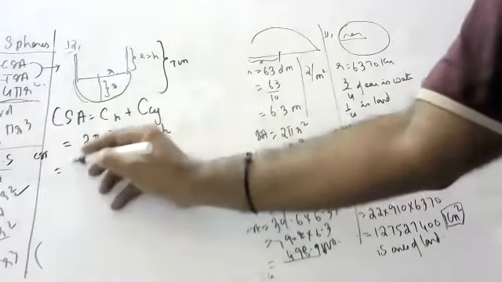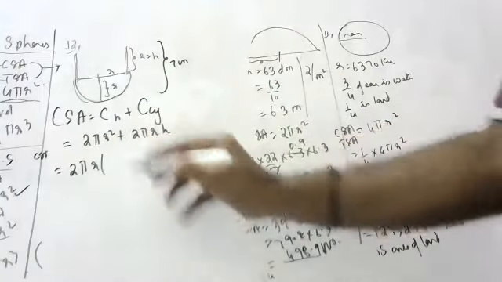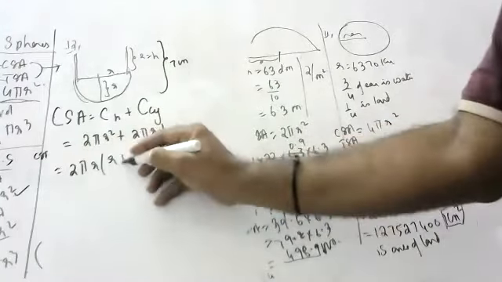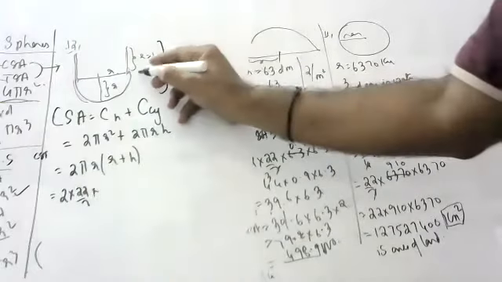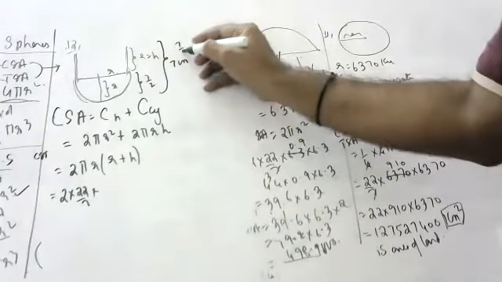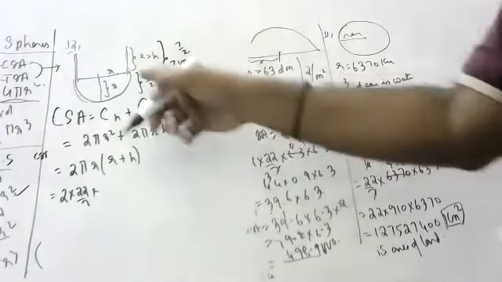What is common in both of them? 2 pi r. So 2 pi r plus h. 2 into 22 by 7 into r. They gave us 7 in total, here r is 7 by 2, and the height is also 7 by 2. So 22 into 7 by 2 plus 7 by 2, 14 by 2, which is 7. So that is equal to 154 centimeter square, the CSA of the shape.